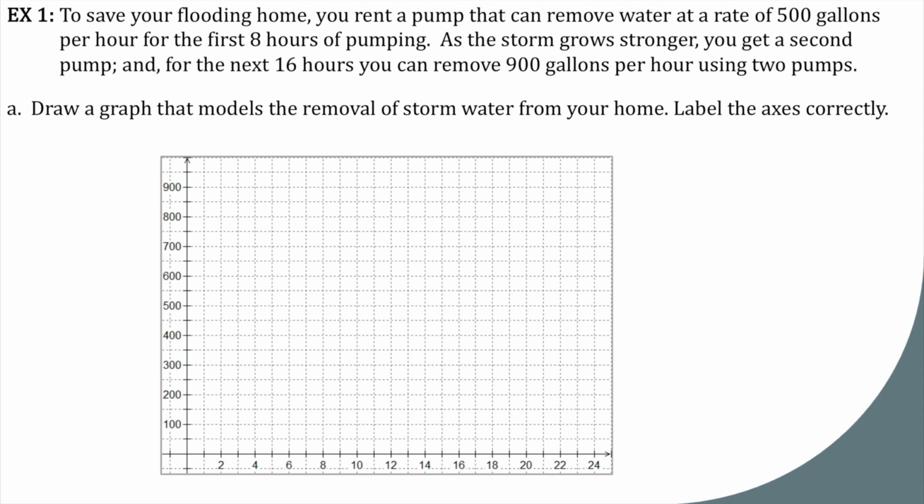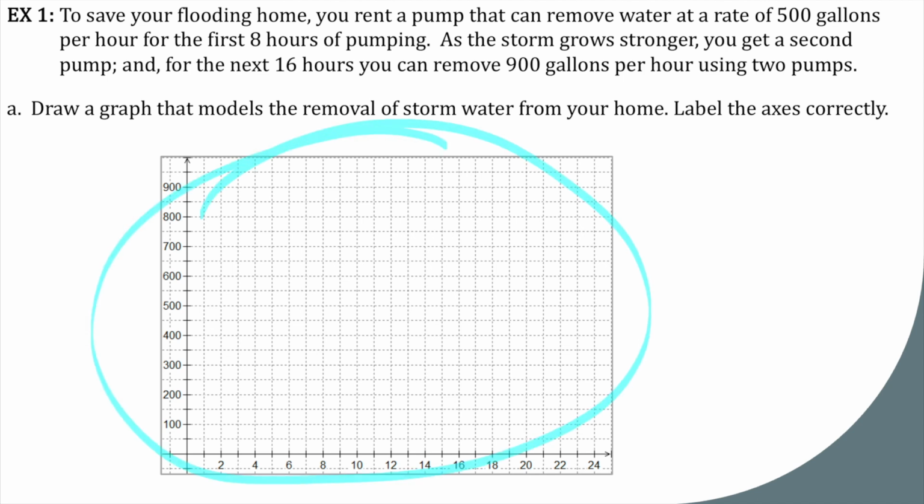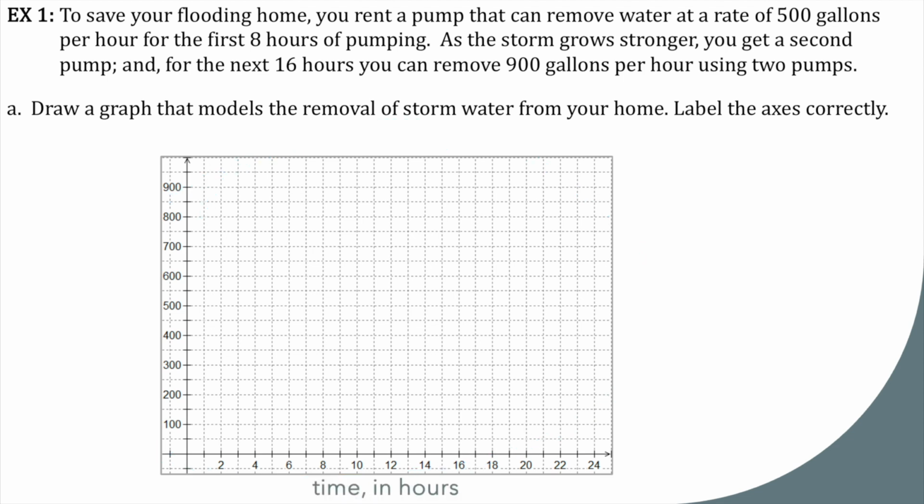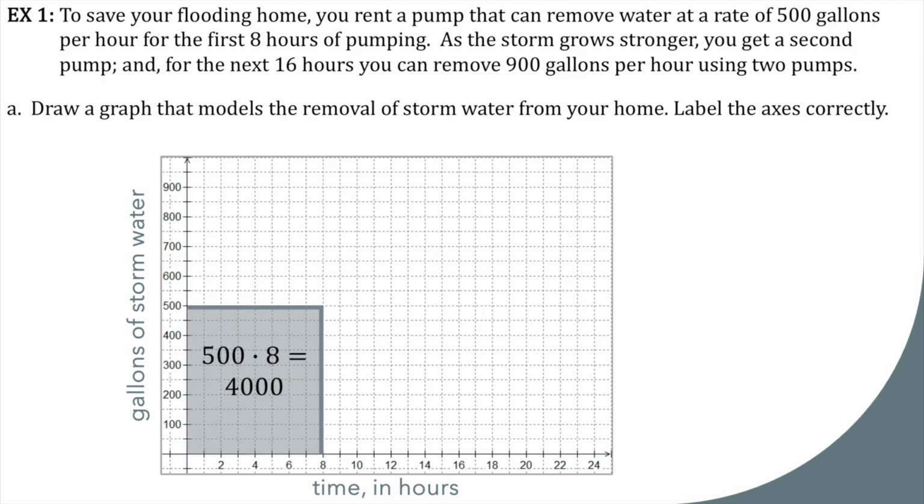But as the storm grows stronger, you get a second pump, and for the next 16 hours, you can remove 900 gallons per hour using the two pumps together. So we're going to illustrate this scenario on the graph here. On the x-axis, we'll have time in hours, and on the y-axis, we'll have gallons of stormwater. So for the first 8 hours, you can remove 500 gallons per hour. So we get an area in that rectangle of 4,000.